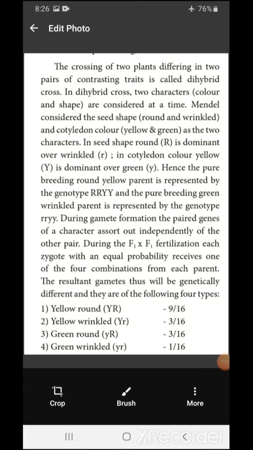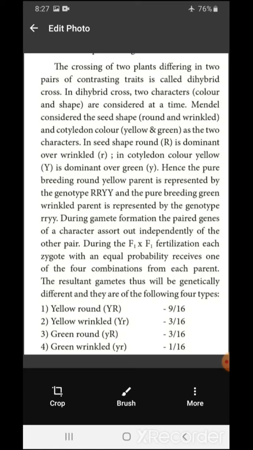So already we know about the dihybrid cross done by Mendel. The crossing of two plants differing in two pairs of contrasting traits is called a dihybrid cross. In a dihybrid cross, the two characters, color and shape, are considered at a time. Mendel considered the shape, round and wrinkled, and the cotyledon color, yellow and green, as the two characters.